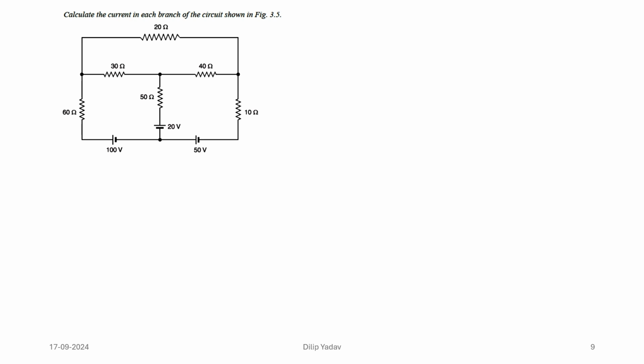Now we have the next question, which says we need to calculate the value of each branch current of the circuit shown. We have two methods: we can use the KCL method, the KVL method, or node analysis. By using nodes, we have three nodes here. We can call them VA, VB, and VC. By taking that we can also solve it, and that will be much simpler.